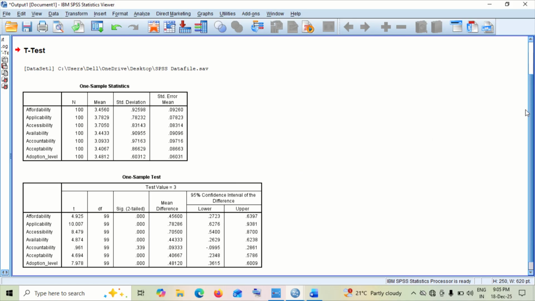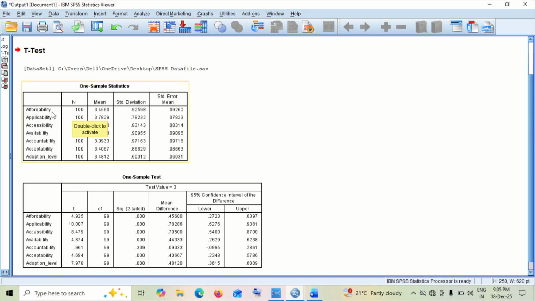Here is the result of one sample t-test. We can see there are 2 important tables. First of all, one sample statistics. Secondly, one sample test result. Here we can see that the one sample statistics has 5 important columns, that is components and variables, N, mean, standard deviation and standard error.